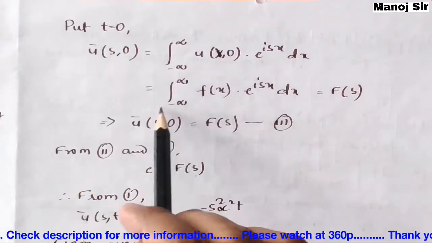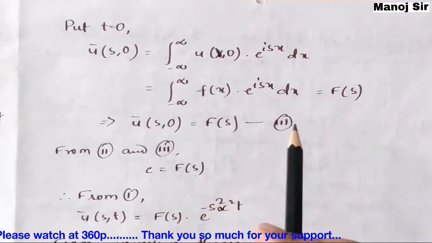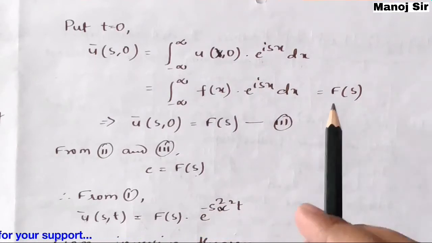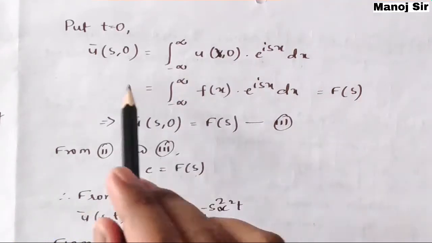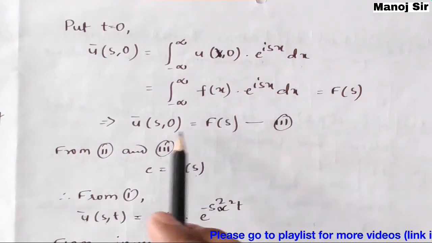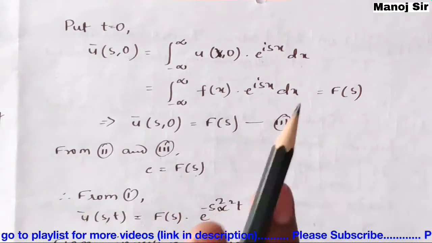So this can be written as integration from minus infinity to plus infinity of f of x e to the power i s x dx. Now, this is the Fourier transform of f at s. So we can say finally that u bar of s comma 0 can be written as f bar of s. Let's call this equation number 3. So you have two equations, equation number 2 and 3.